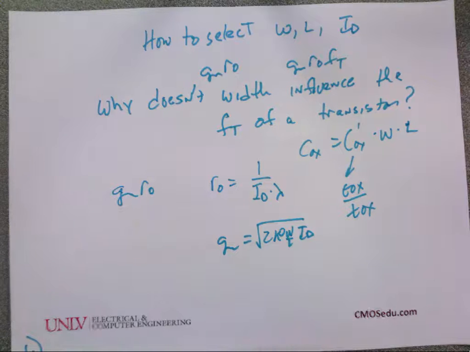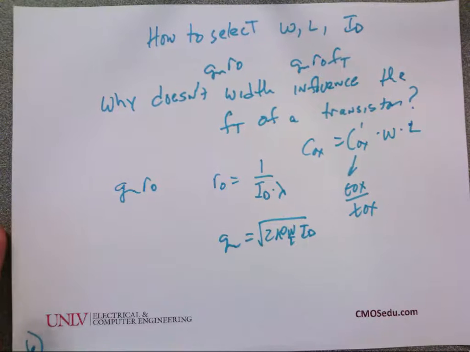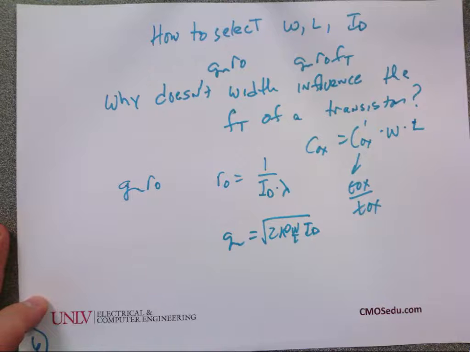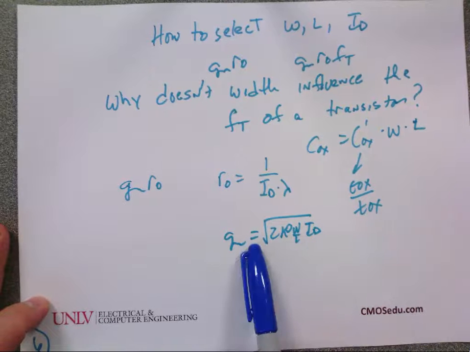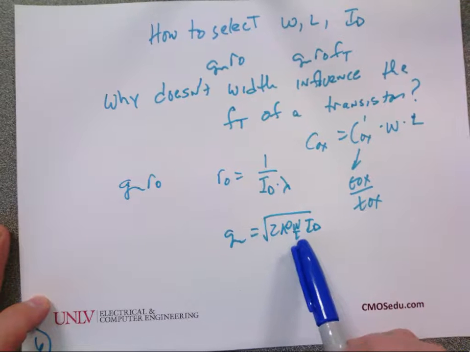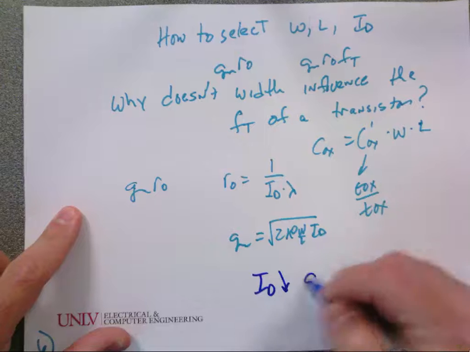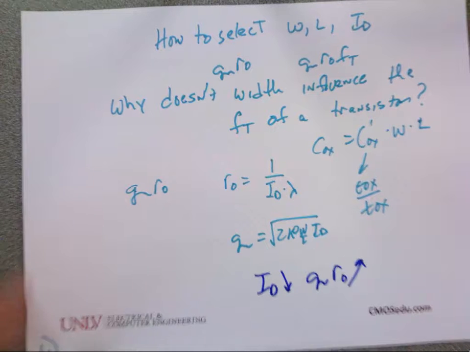All right, any questions on this? Because we got 20 minutes. We won't have a quiz today. Are you bummed? Synopsis, you said the change in GM is slower than the change. Yeah, so when you look at the product, this is linear, this is square root. So as you reduce the current, you get an increase. So ID goes down, GM R out goes up.